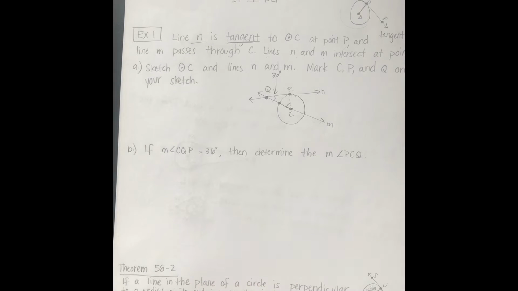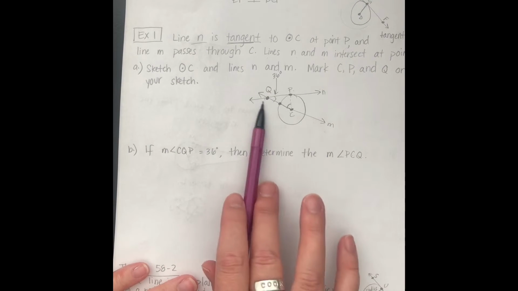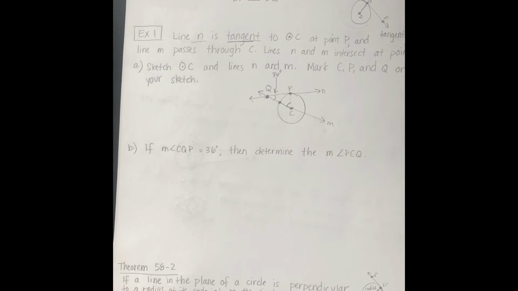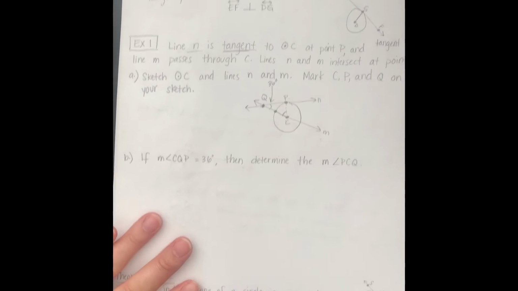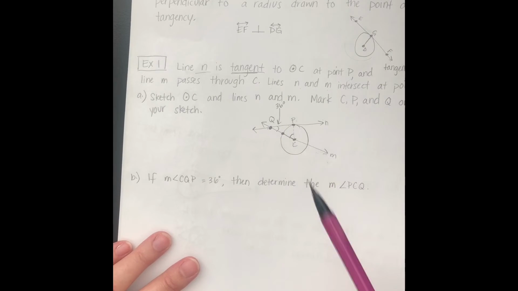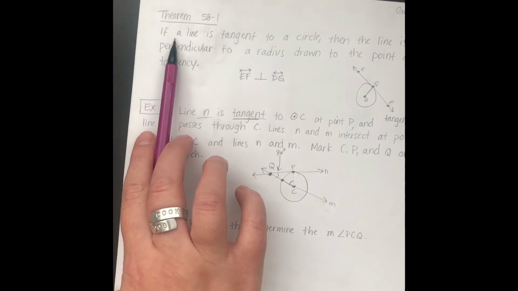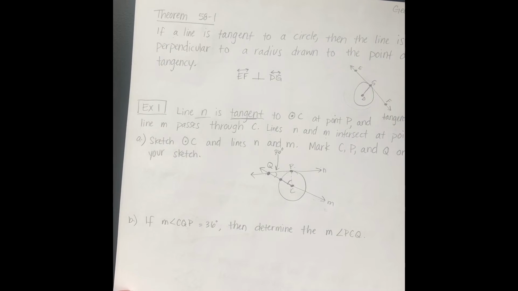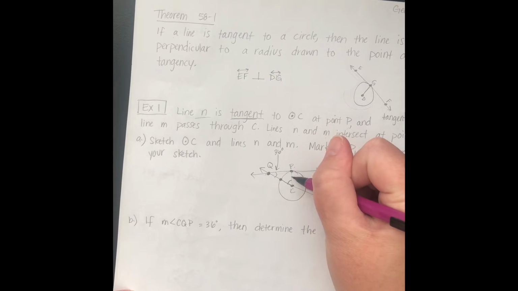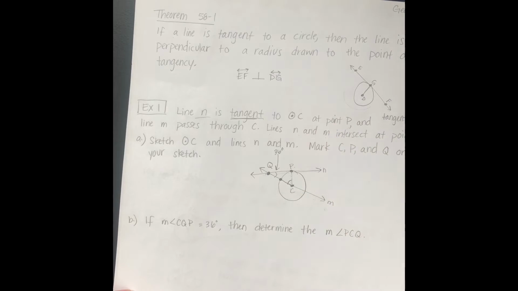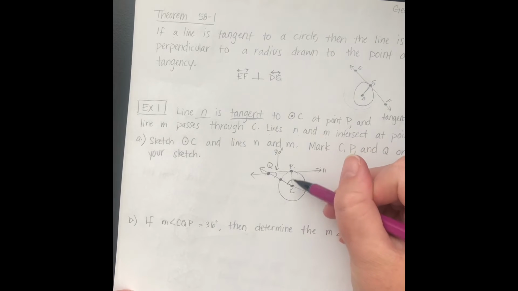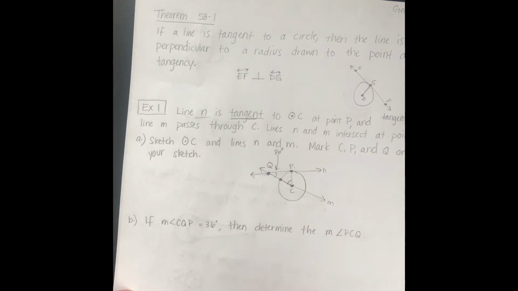Now, let's look at our drawing right here. This is a straight line. There are 180 degrees on a line, but we're not going to worry about that because we'd have to know what this angle P is to be able to figure that out. We're going to look back at our theorem. It says if a line is tangent to the circle, then the line is perpendicular to the radius. So this line right here is tangent to the circle, which means that CP is perpendicular to the tangent line.